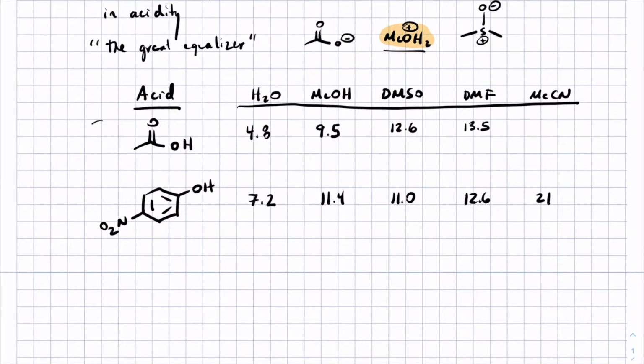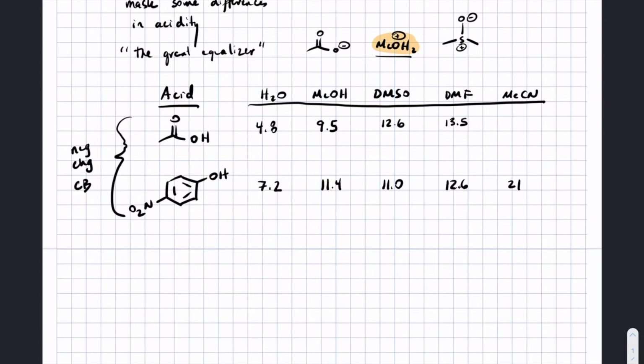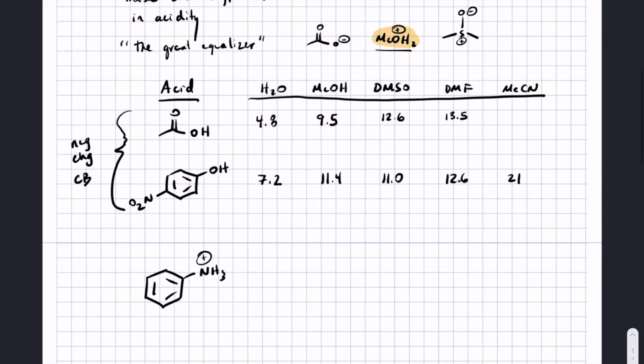Now, both of these are acids with negatively charged conjugate bases, right? So let's see how the value changes for a positively charged conjugate base. This is anilinium. Its conjugate base is neutral aniline. In water, the pKa of anilinium is about 4, and the reason that's so acidic, since most ammonium ions have pKa's around 9 or 10 in water, is because the lone pairs on the nitrogen in the conjugate base are conjugated with the ring. Does that make sense?